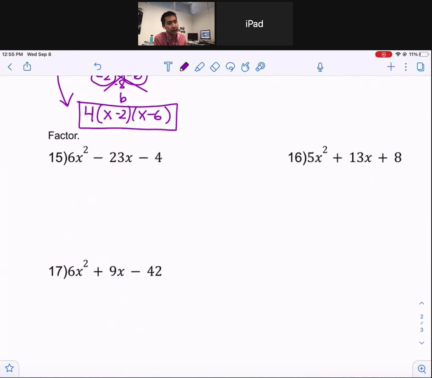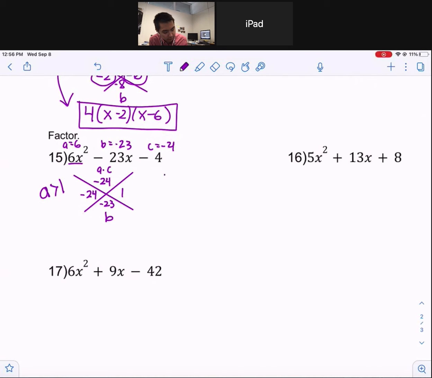Now let's look at our last three. 15. Okay, nothing can factor out from any of these. So we have A equals 6, B equals negative 23, and C equals negative 4. X method. A times C is negative 24, B value is negative 23. The two numbers that multiply to negative 24, but when added give you guys negative 23, that's negative 24 and 1. Since A is greater than 1, right? A is greater than 1, you have to factor by grouping.